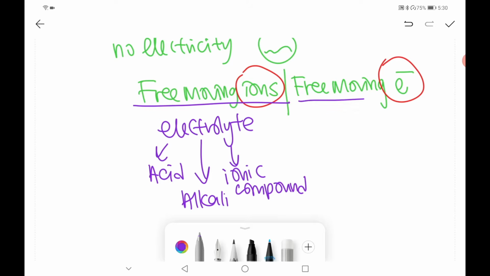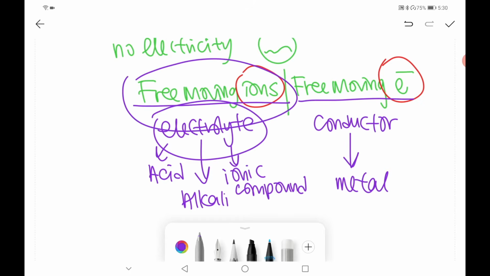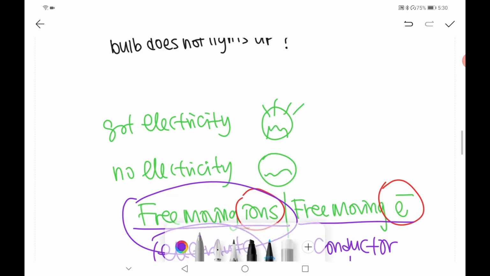We use free moving electrons to explain electric conductivity for a conductor. So if you want to explain why a conductor can conduct electricity, we use free moving electrons. In SPM, the conductor is always a metal. So to explain why metal can conduct electricity, we don't use free moving ions, we use free moving electrons. Metals can conduct electricity because of free moving electrons. Electrolytes can conduct electricity because of free moving ions. That's it. This is a very important concept.